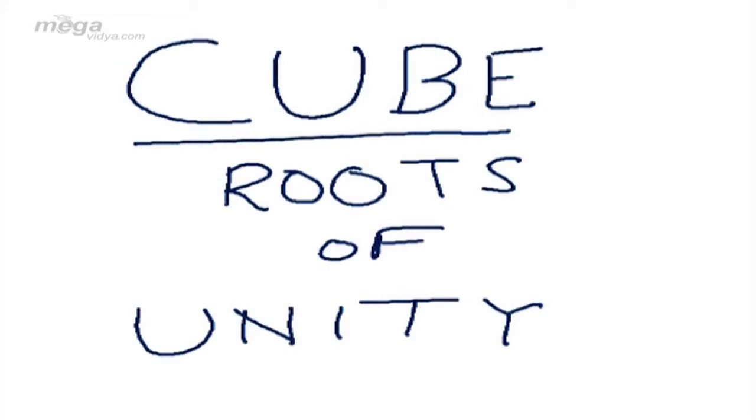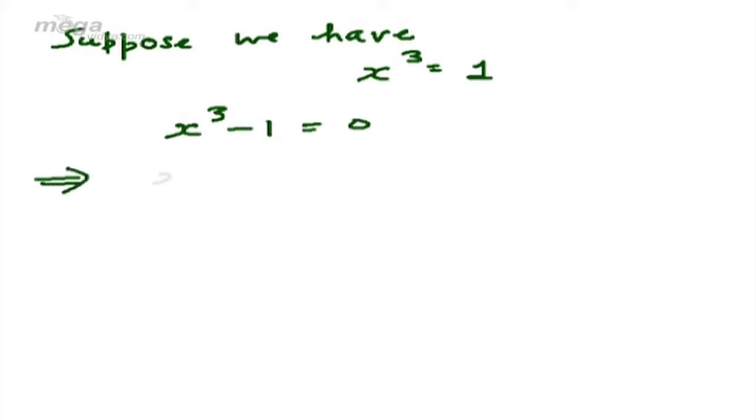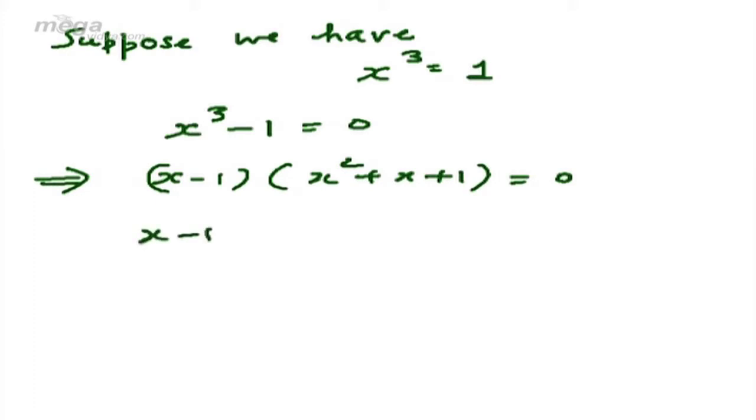Cube roots of unity. Suppose we have x cube is equal to 1, a cubic equation. Let us factorize it. That is x cube minus 1 is equal to 0. This can be written as (x minus 1)(x square plus x plus 1) is equal to 0. Now x minus 1 is equal to 0, that is x is equal to 1, and x square plus x plus 1 is equal to 0.